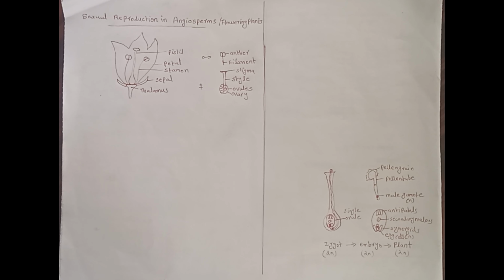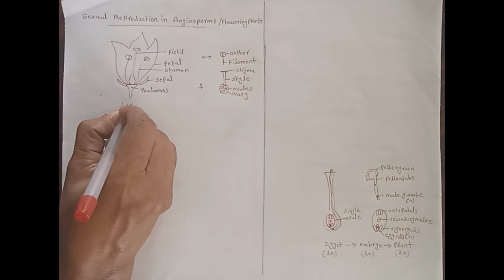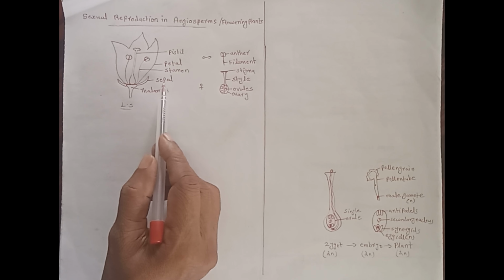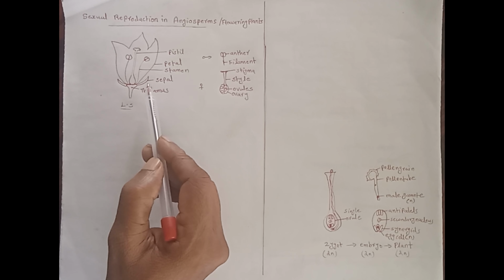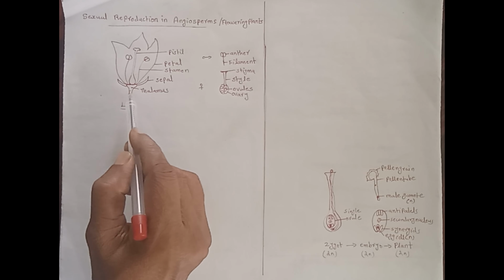Today we discuss sexual reproduction in angiosperms. Angiosperms means flowering plants. First we draw the picture, that is, a longitudinal section of a typical flower. A typical flower, that is a whole flower, includes mainly four whorls. First whorl includes sepals, second petals, third stamen and fourth pistil. These four whorls are arranged on the thalamus.